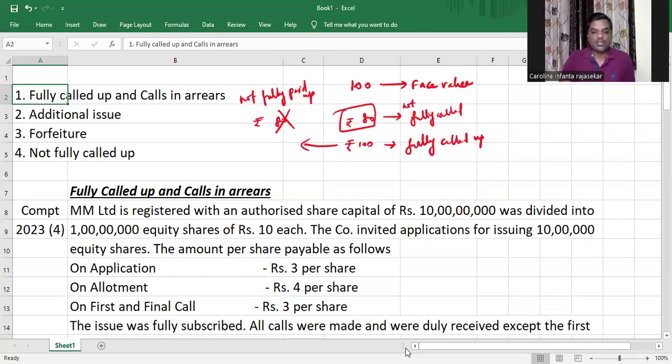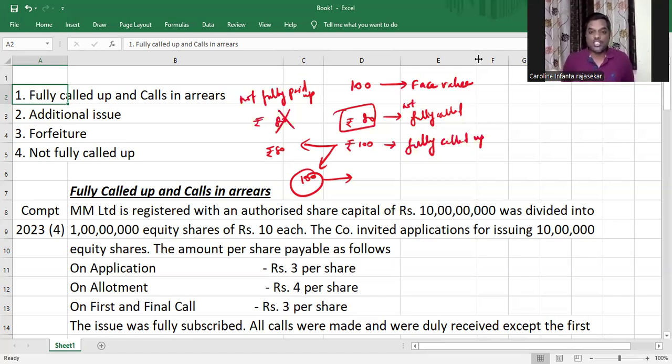Okay, out of the 100 rupee shares in which 100 rupees have been called up, certain shares have 80 rupees paid up and certain shares have 100 rupees paid up. Now, which of these shares are fully paid up? Only these shares will be considered as fully paid up. So when you say shares are fully paid up, you actually mean those shares which have been fully called up as well as fully paid up.